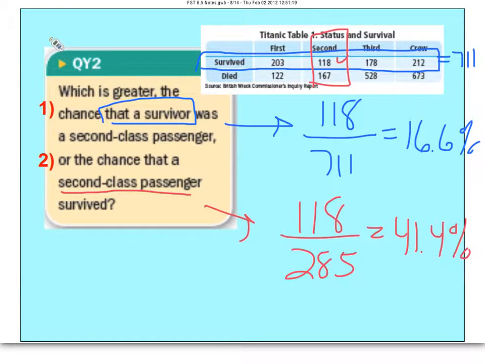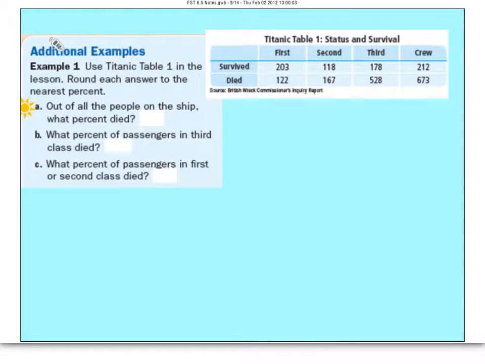41.4%. So which is more likely, we can tell, scenario 2. Let's do some more with the Titanic. Out of all the people on the ship, what percent died?